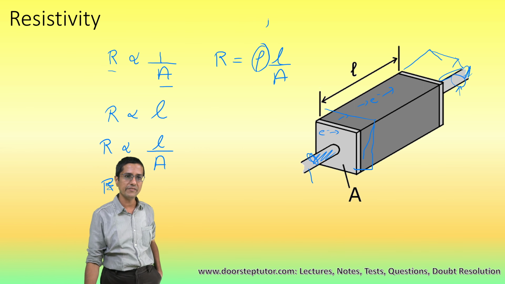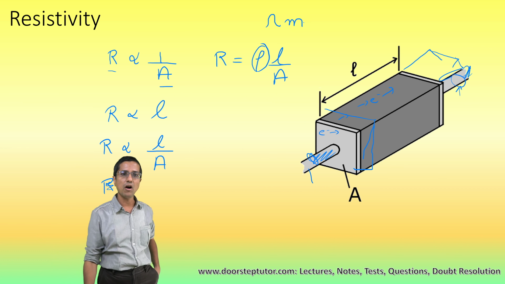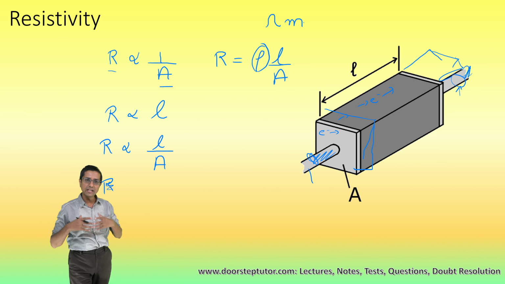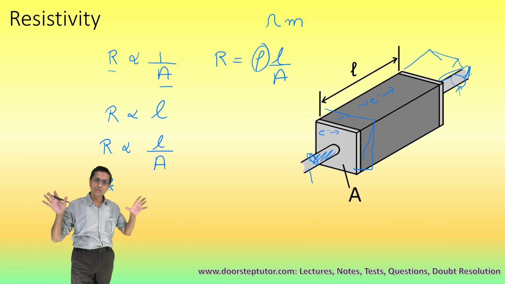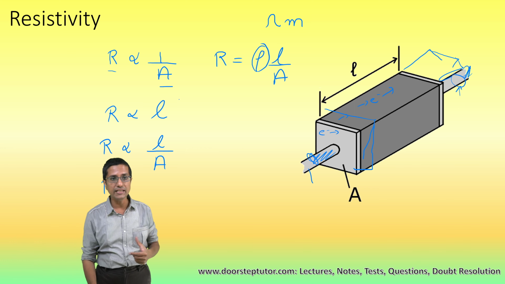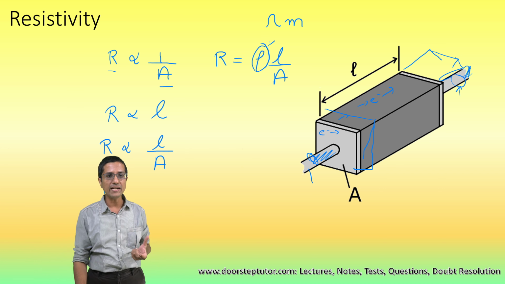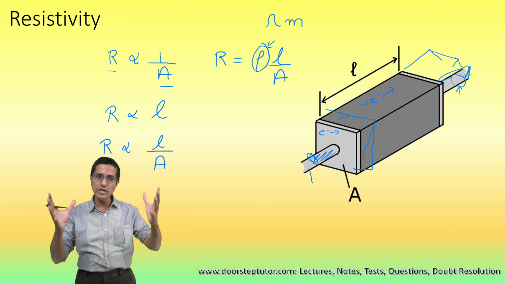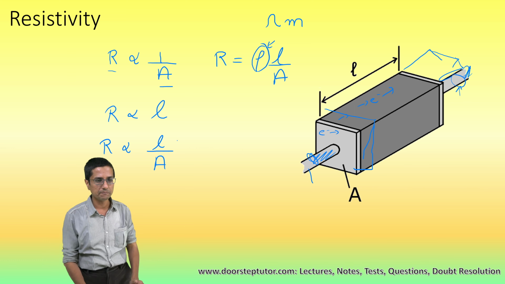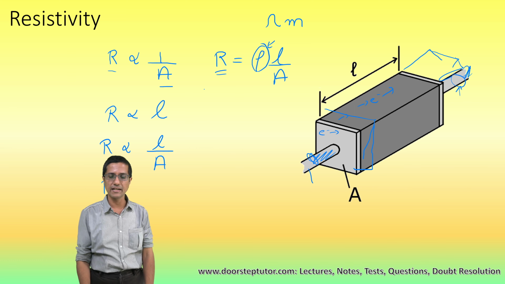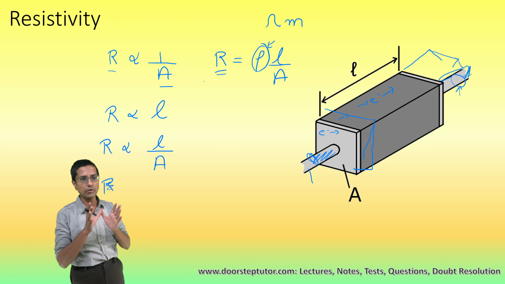This is the resistivity. It is an intrinsic property of the material. Depending upon the material, this rho would change, and because of that even a unit area of the material would offer some kind of resistance to the flow of electric current. Okay, so that is about the resistivity.